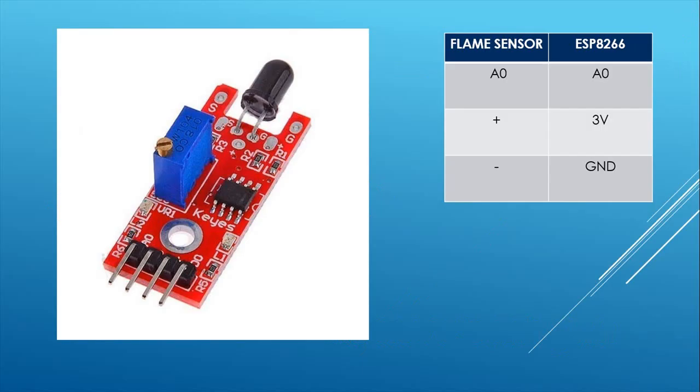The wiring is simple. Connect the A0 pin of the sensor to the A0 pin of the NodeMCU, the plus sign to the 3.3 volt and the minus sign to the ground. You can also connect the D0 pin to any of the digital pins. In this video, I will use the analog pin, which is the A0.